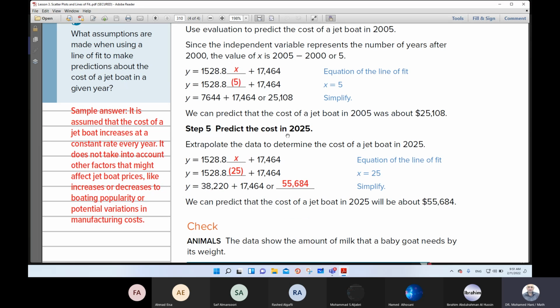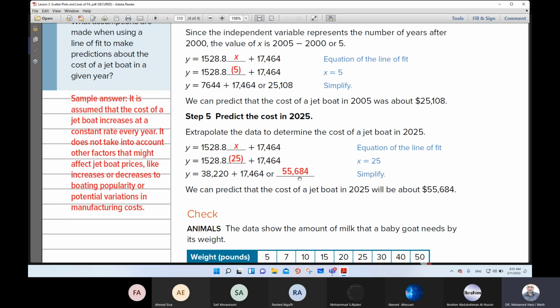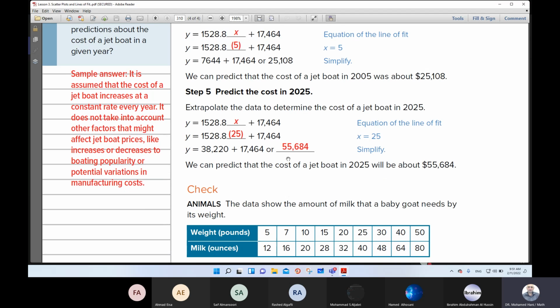And if you want to predict the cost in 2025, from 20 to 25, you have 25 years. So you can represent the value of x, 25. Then you can solve, you will get the cost.